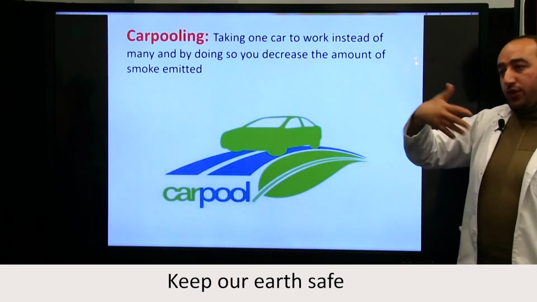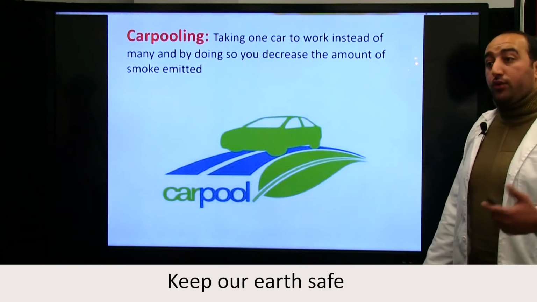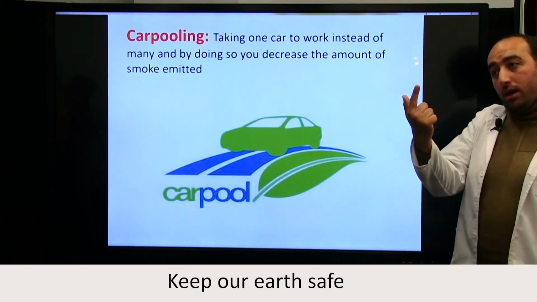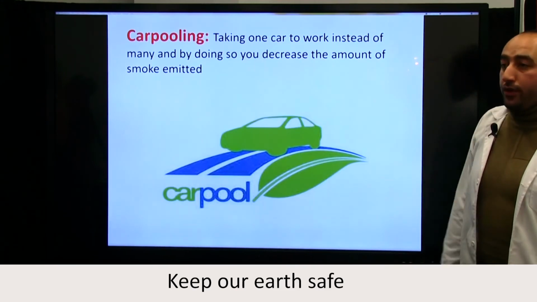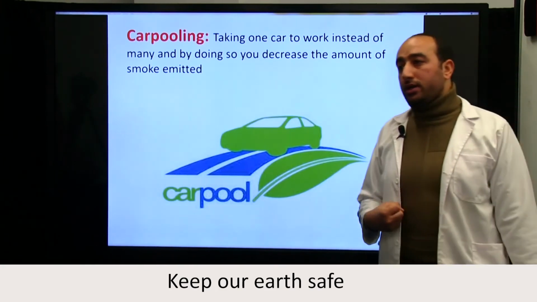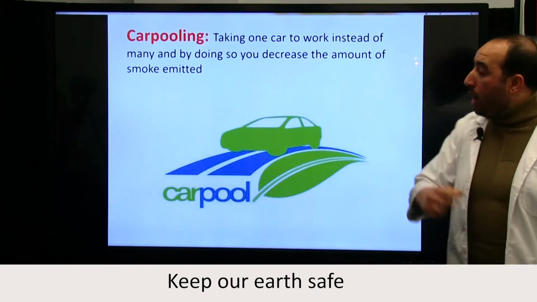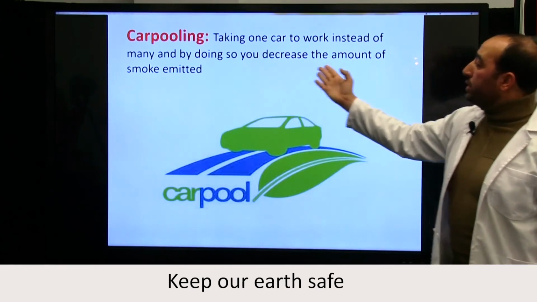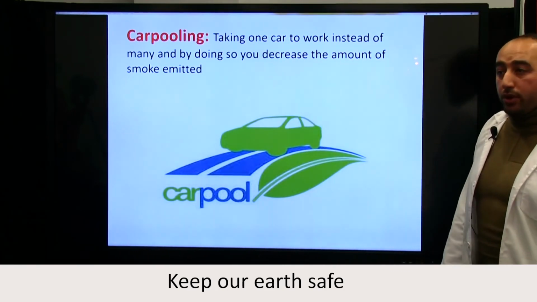As friends, for example, at a job, we are 4 friends, we have 4 cars, so we can bring only 1 car and use it for the 4 of us. So we are going to minimize the use of cars from 4 to 1. It's taking 1 car to work instead of many, and by doing so you decrease the amount of smoke emitted.